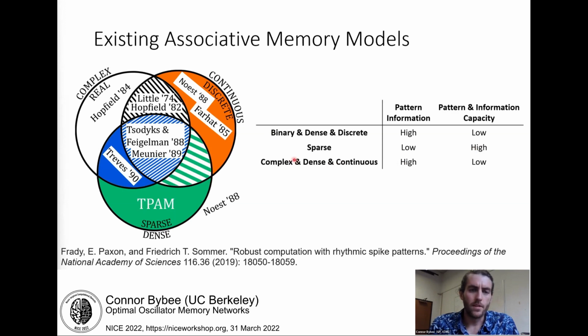Now, maybe not known to everyone is that there are also complex, dense, and continuous networks. These networks have a relatively high pattern information, taking continuous values in the complex space. But it turns out that such networks actually have a low pattern capacity and information capacity.